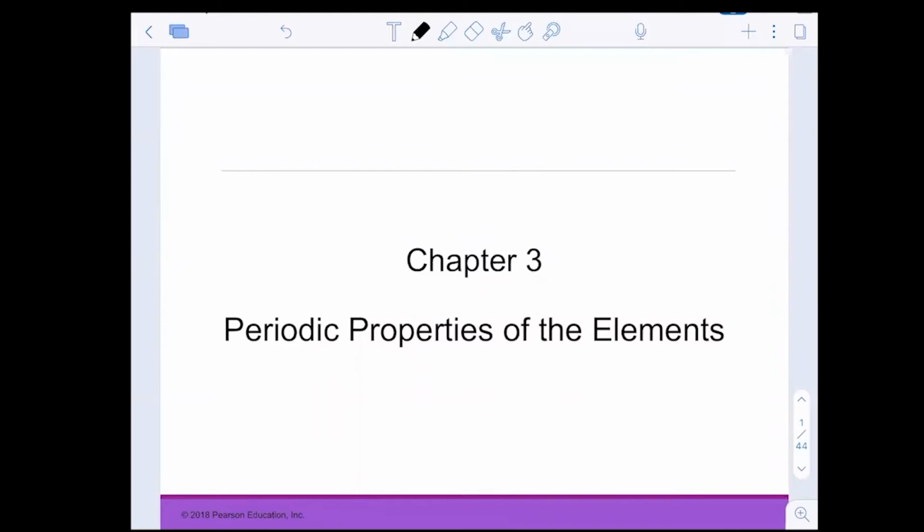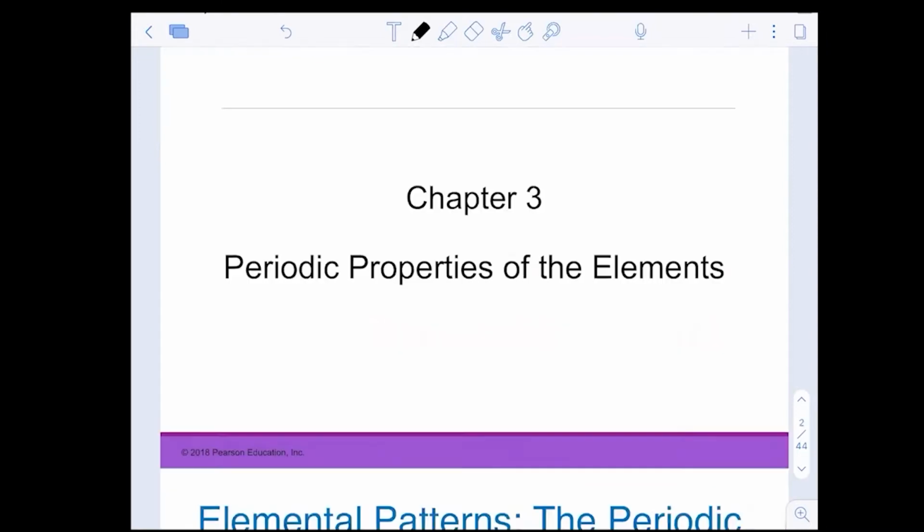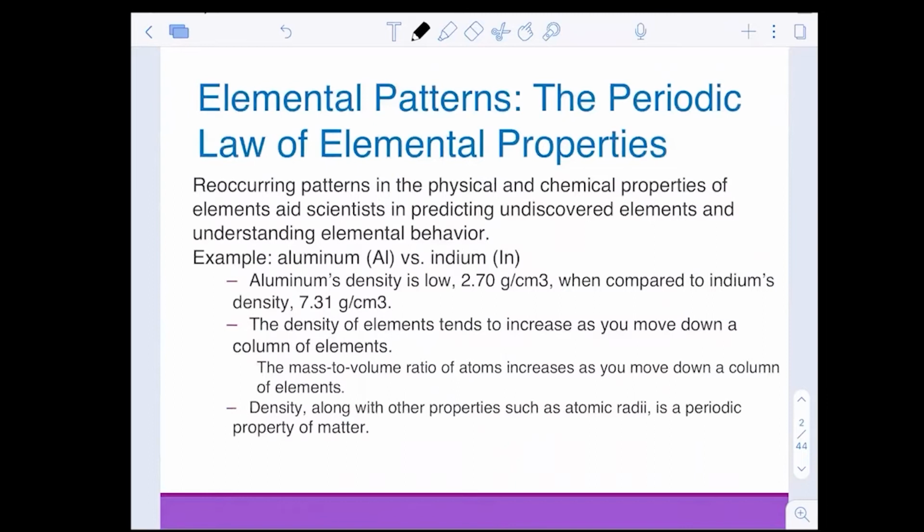Hello and welcome to our first discussion in Chapter 3, Periodic Properties of the Elements. Things that we want to start off with in this section is just looking at elemental patterns and why we have the periodic table. Reoccurring patterns that we see for both physical and chemical properties really aid us as chemists at predicting new elemental behavior and studying new types of reactions for elements.